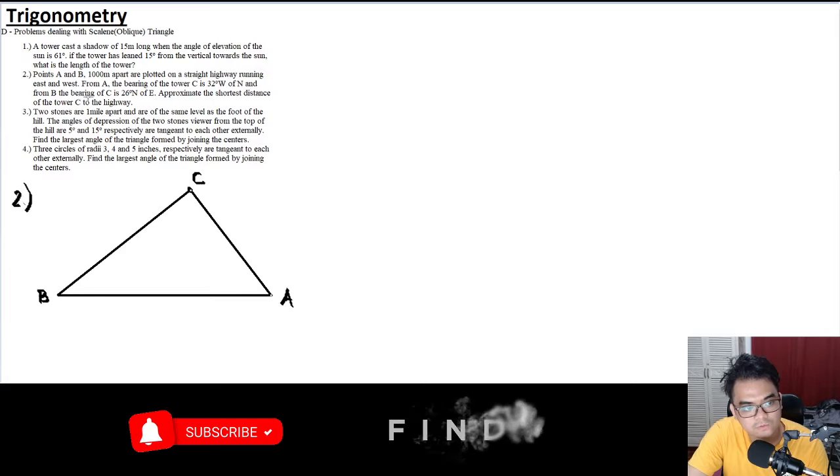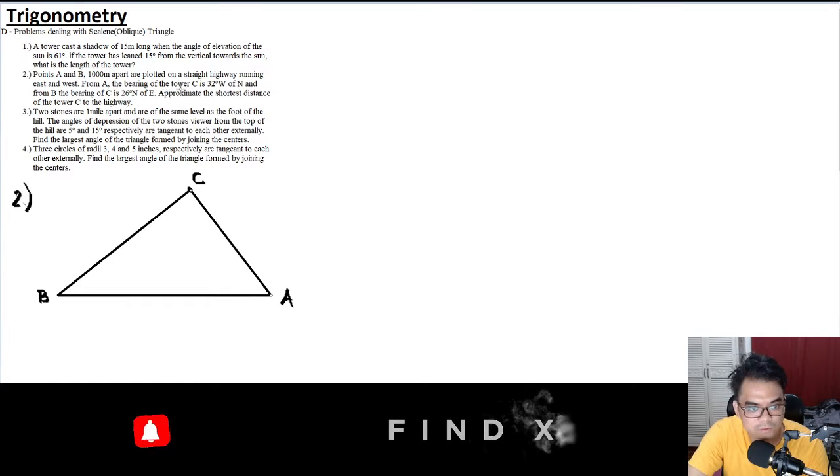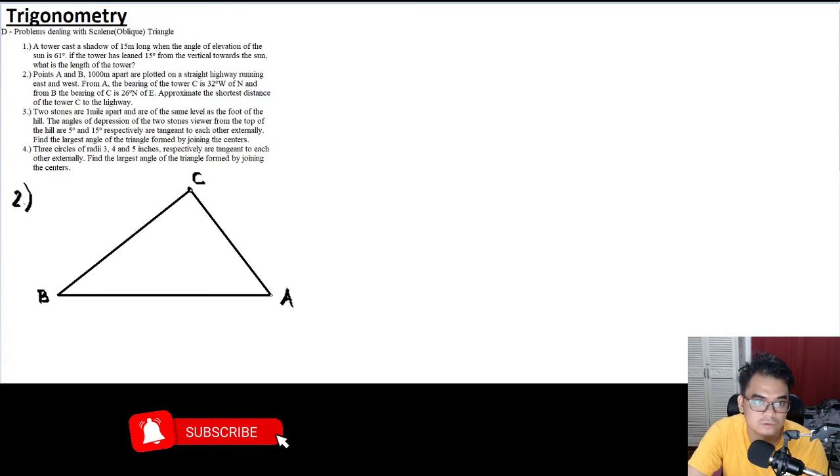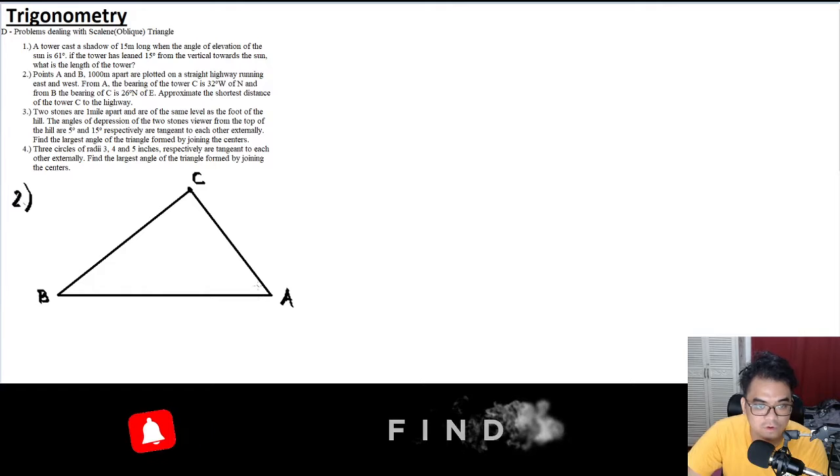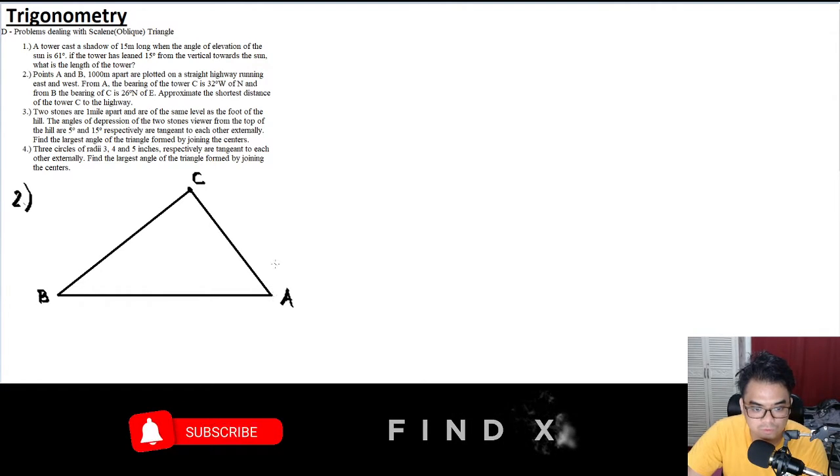From A, the bearing of the tower C is 32 west of north. So this one is the west of north. This is 32 degrees, that's west of north.